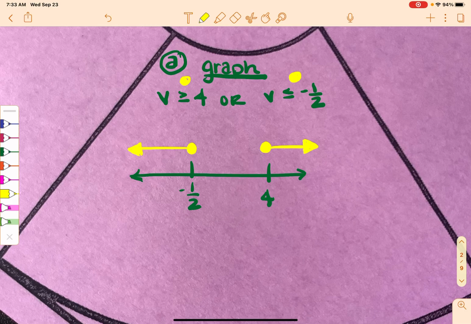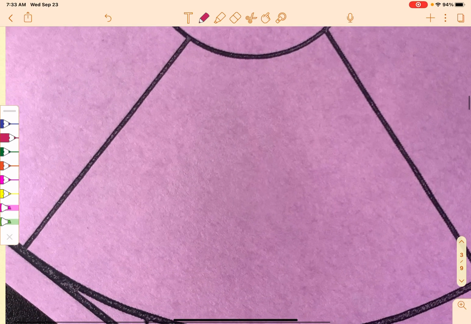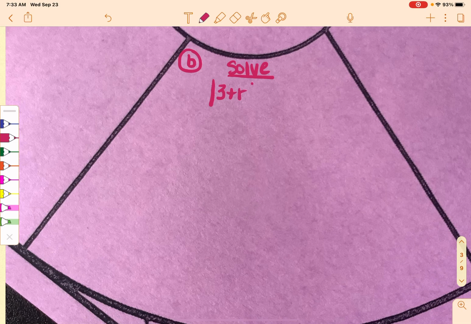Okay, so that's A. So let's go to our second example that we're going to do for B. So I'm going to move to my next circle. It's going to be B. I'm going to do solve here. And I have the absolute value of 3 plus r over 7 is less than or equal to 5.